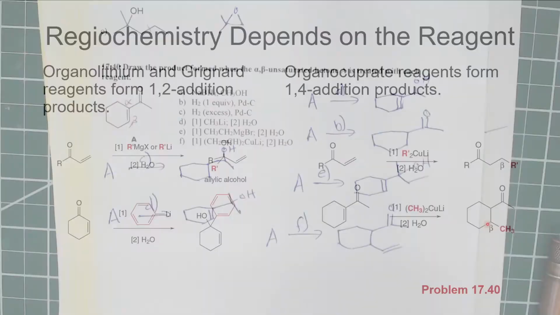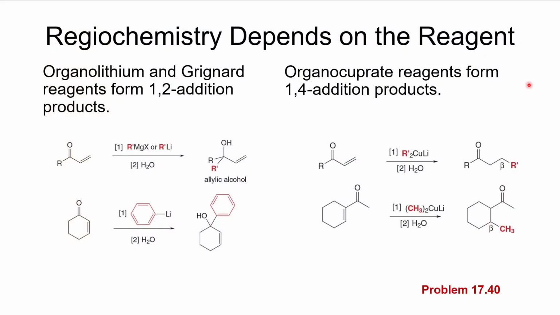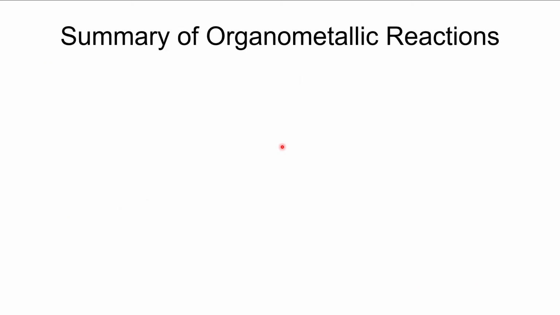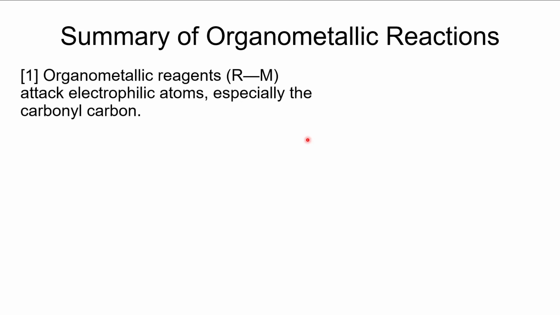All right. We're getting close to the end here. So we want to look at this summary for organometallic reagents. When an organometallic reagent attacks an electrophilic carbon, it's very good at attacking electrophilic carbons, and it can be either a carbonyl carbon, or carbon dioxide, or an epoxide.